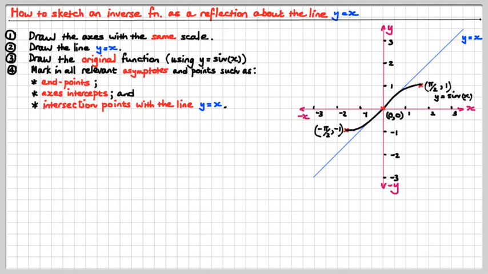Yeah, that's the end points for the principal domain. That makes sense, doesn't it? There's no asymptotes, and the only point where that graph intersects with the line y equals x is the origin, actually.